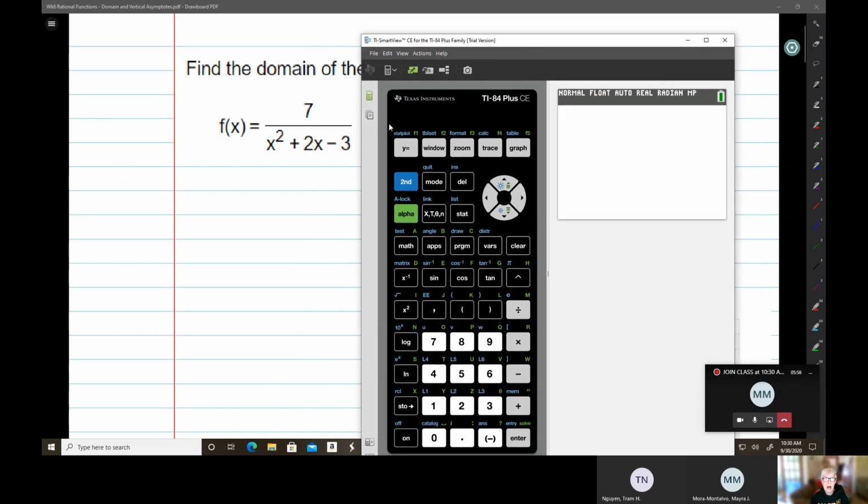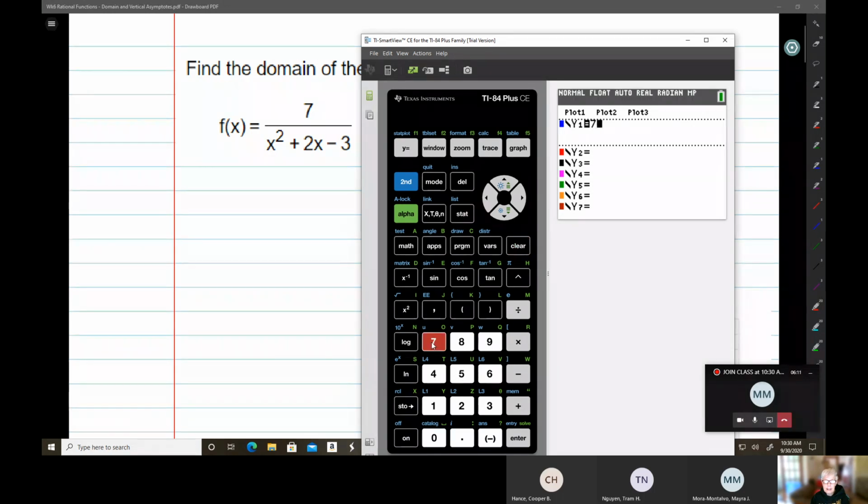Before I do anything, I'm going to graph this. So I'm going to go to y equals, and I'm going to clear. And then I'm going to say 7 divided by, and now, because there are 3 terms, whenever there's more than one term, I have to put it in parentheses. So x squared plus 2x minus 3. There. So this is the way I typed this into my calculator.